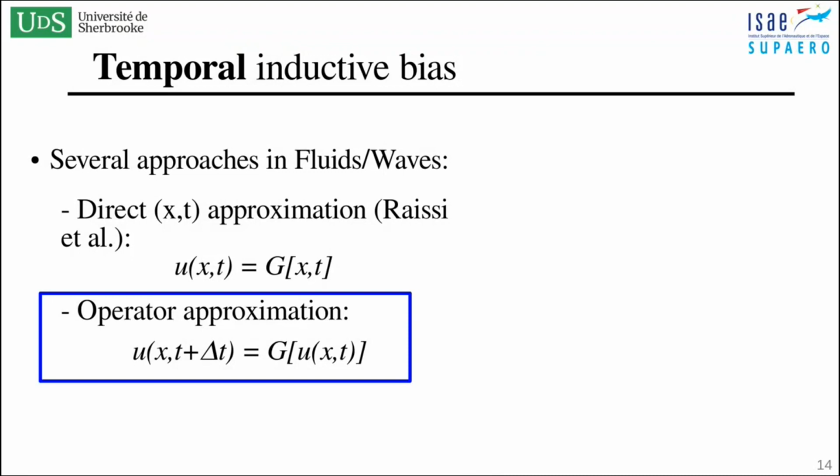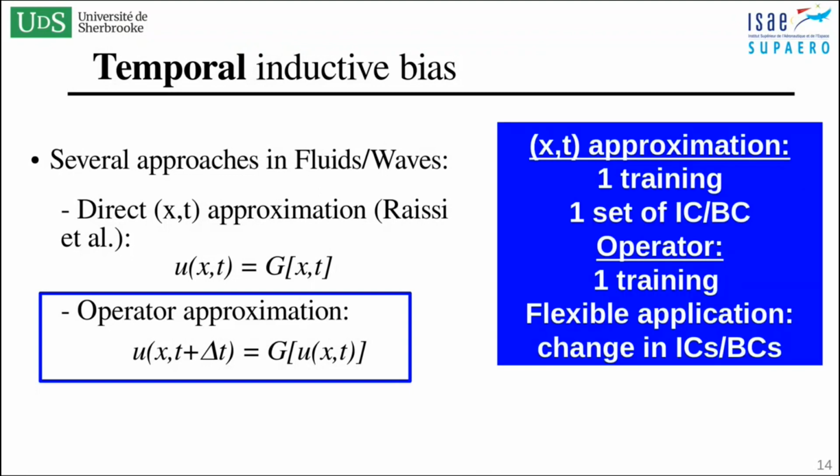And this is the approach we're going to follow throughout this thesis, since it allows, by just training this neural network, this G, once, changing, for example, the initial or the boundary conditions, whereas the first approach forces us to retrain at each new set of initial or boundary conditions. So this is what I say here.